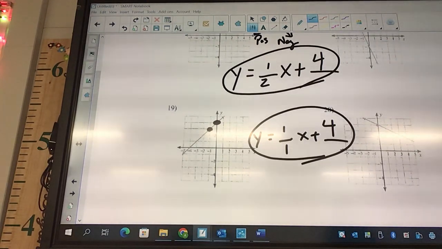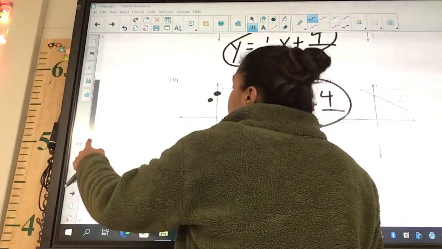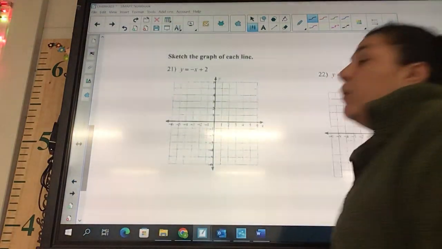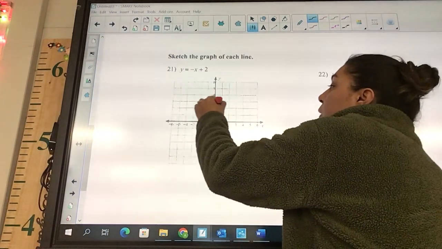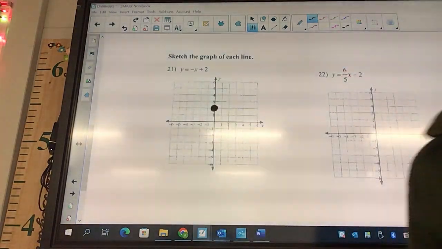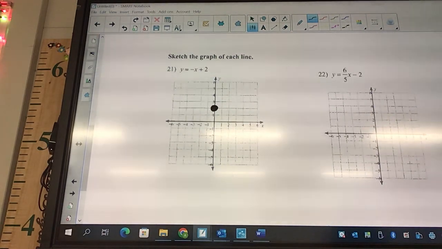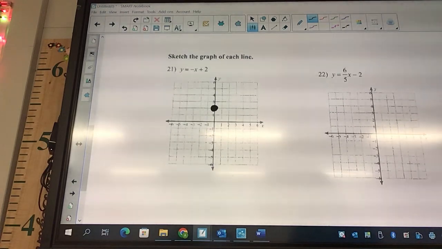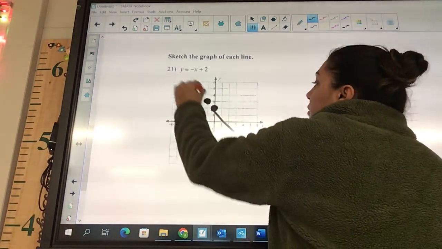Okay, the next one is doing the exact same thing, except they gave you the equation. They want you to graph the line. So you graph the b first. What is the b? 2. All right, so we start at the y-intercept at 2. What is my slope? Negative 1. So we're going to go up 1, over 1, which way? We need a negative line. Left. So you at least have to make 2 points.